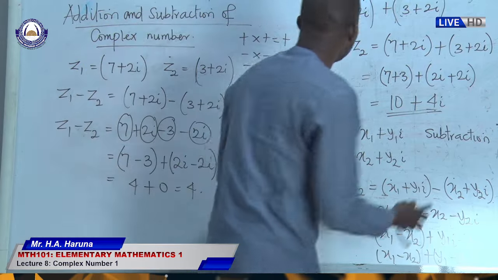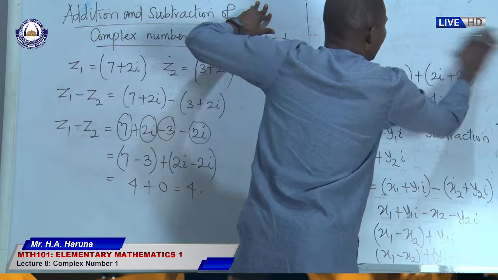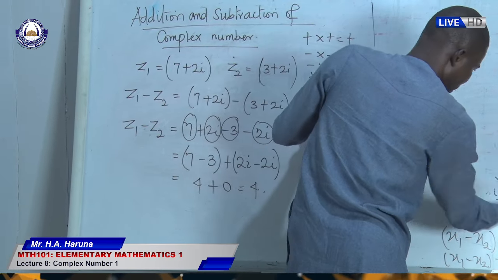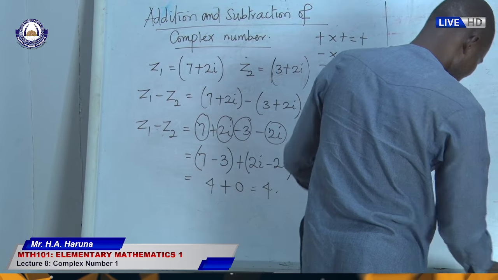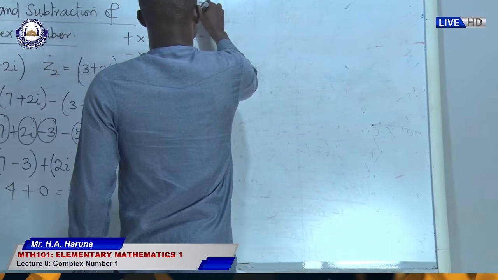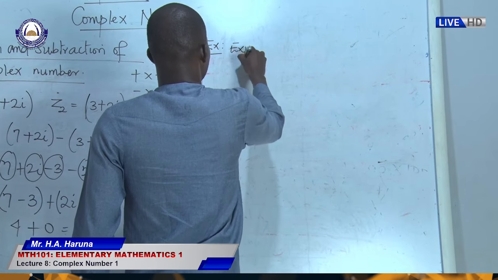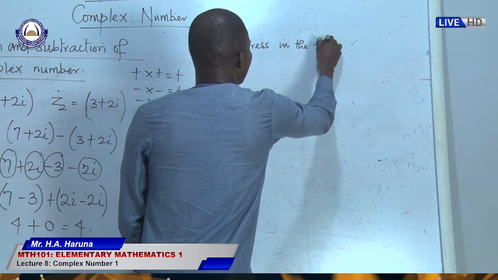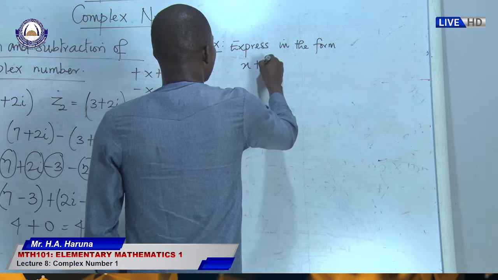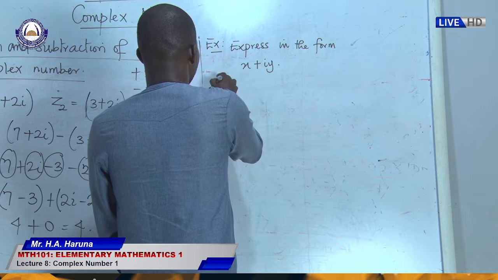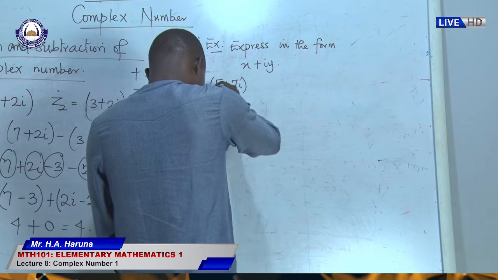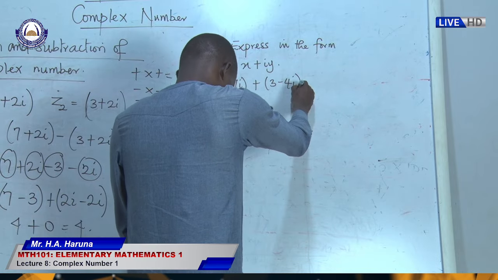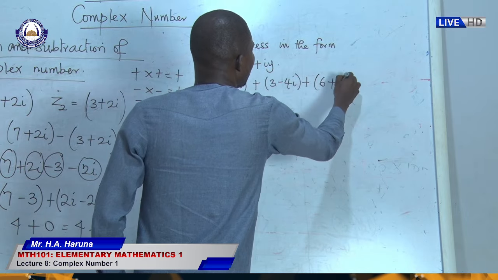Now we would like to take one more example before we move to multiplication, because you can be told to do something like this. Let's take this example. Express in the form x plus yi: 5 plus 7i in brackets, plus 3 minus 4i in brackets, plus 6 plus 3i.